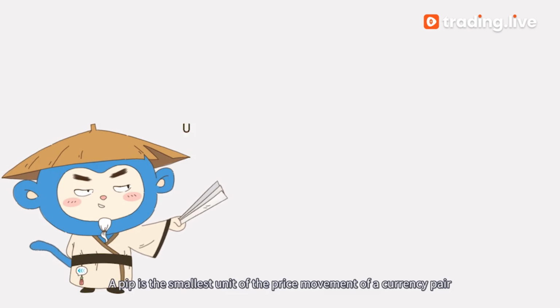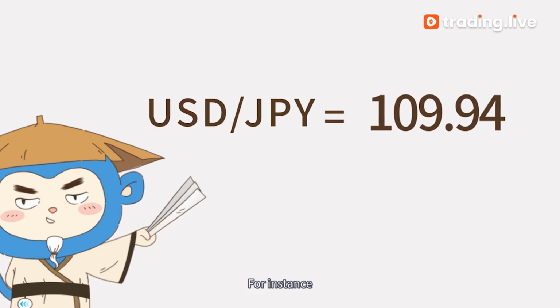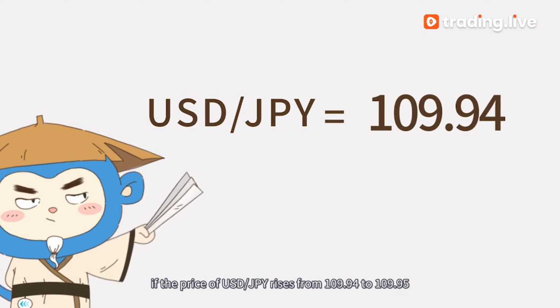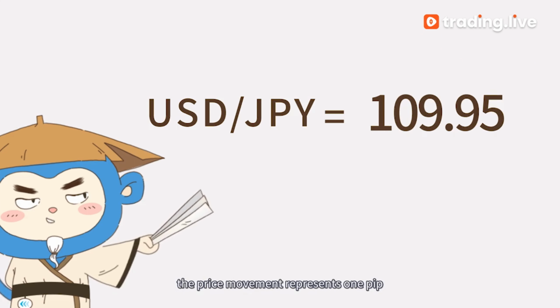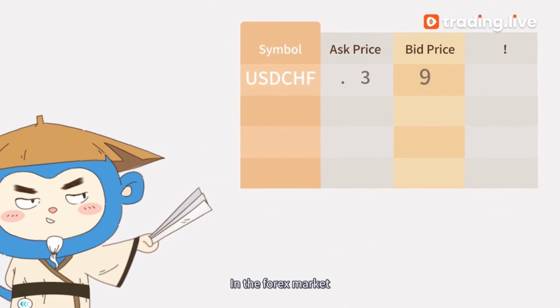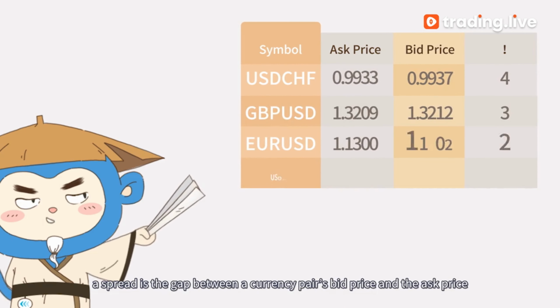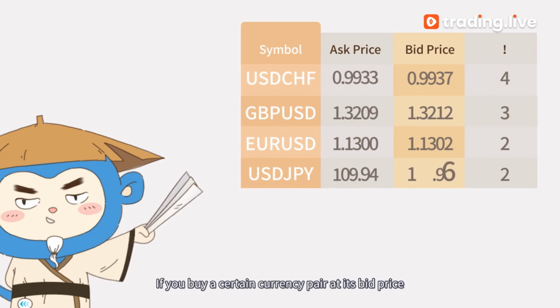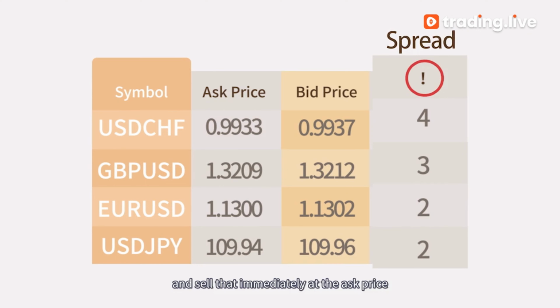A pip is the smallest unit of the price movement of a currency pair. For instance, if the price of US dollar to Japanese yen rises from 109.94 to 109.95, the price movement represents 1 pip. In the Forex market, a spread is the gap between a currency pair's bid price and the ask price. If you buy a certain currency pair at its bid price and sell that immediately at the ask price, the incurred loss is the spread.